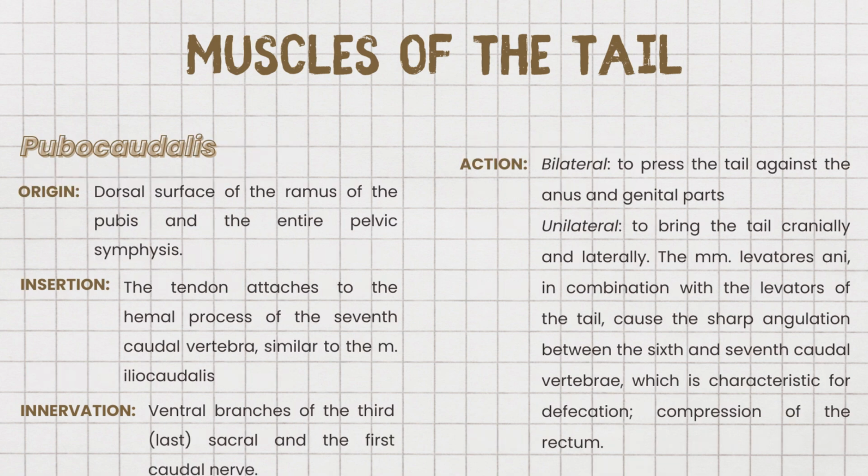For iliocaudalis, the origin would be the medial edge of the shaft of the ilium. Its insertion would be the tendon attaches to the haemal process of the 7th caudal vertebra, and it also passes into the caudal fascia. Its innervation would be the ventral branches of the 3rd or last sacral and the 1st caudal nerve. Its action bilaterally would be to press the tail against the anus and genital parts. Unilaterally, it is to bring the tail cranially and laterally. The levatores ani muscles, in combination with the levators of the tail, cause the sharp angulation between the 6th and 7th caudal vertebra, which is characteristic for defecation, compression of the rectum.